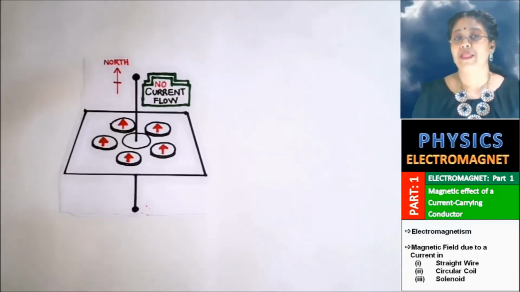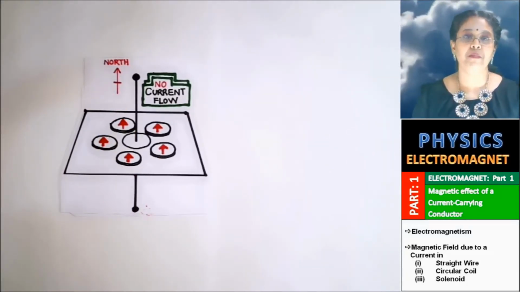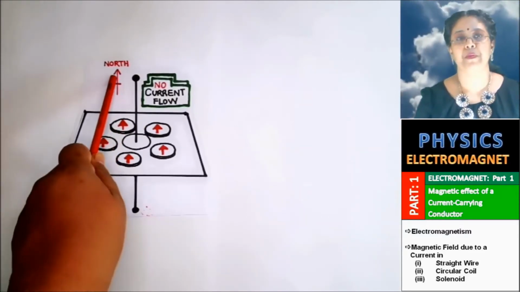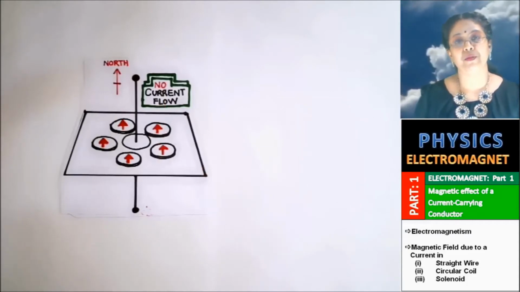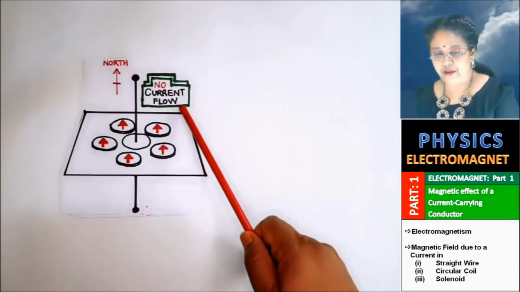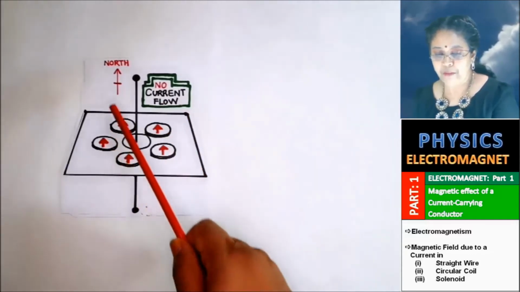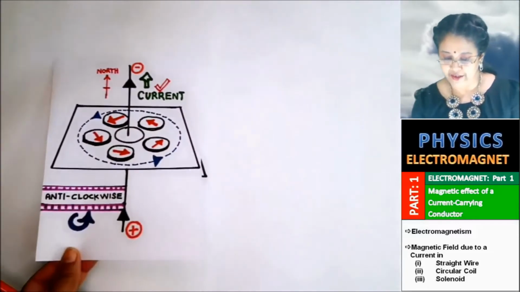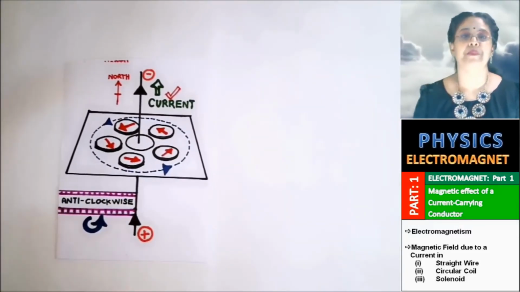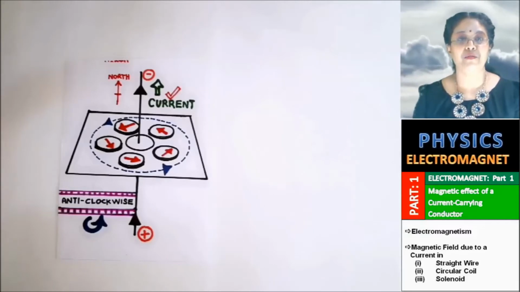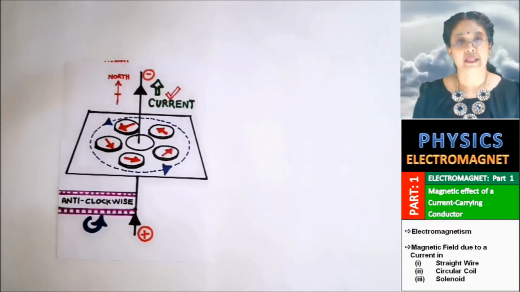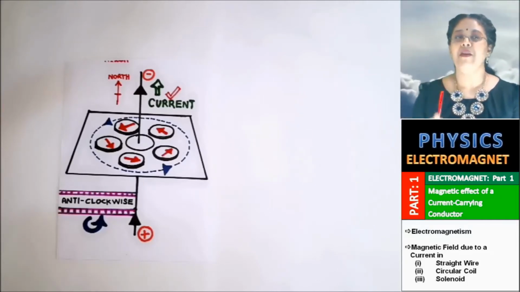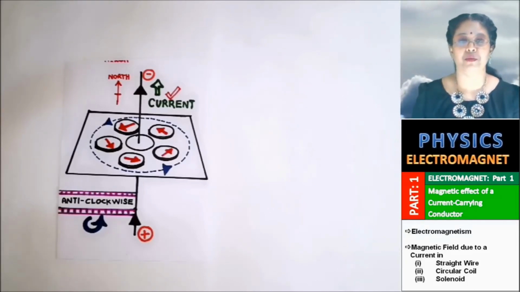Notice that when there is no current flow, the direction of the compass needles are pointing towards the North Pole. When there is no magnetic field around the wire, no current flow, all the compasses are pointing towards the north. And finally, when there is a current flow, this is what happens. As soon as the current flows upward in the conductor, there is a change in the deflection of the compass arrows. The arrows form a pattern of circle around the wire.